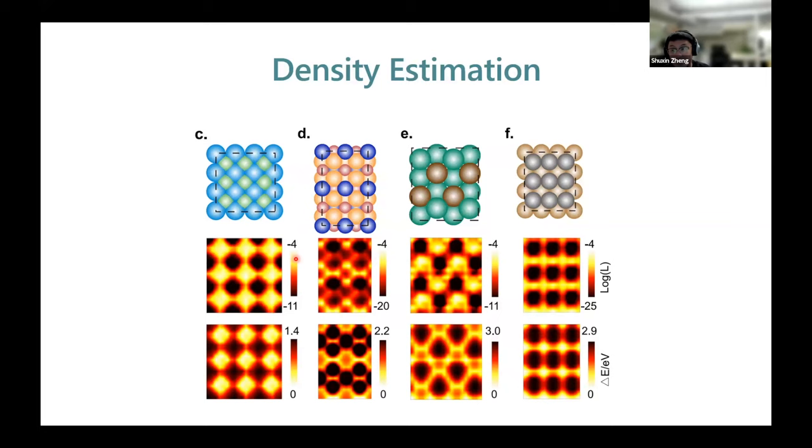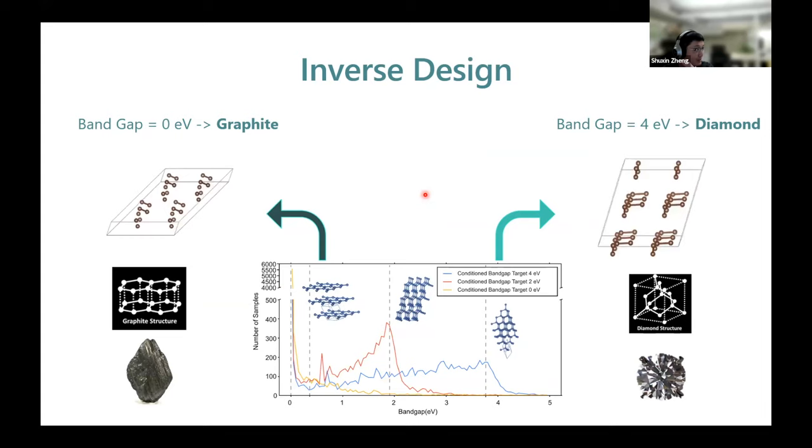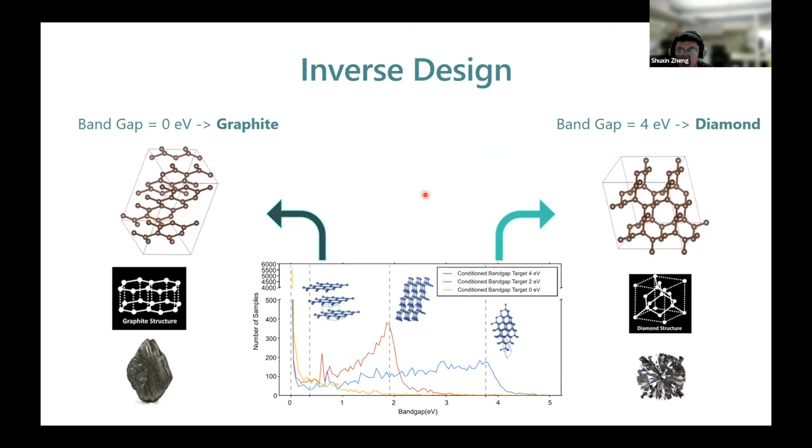Okay, so we ran out of time. Sorry, let me accelerate. So this is the last page, I think. It's the inverse design I talked about. It's also very interesting. We can do this in a carbon structure data set.